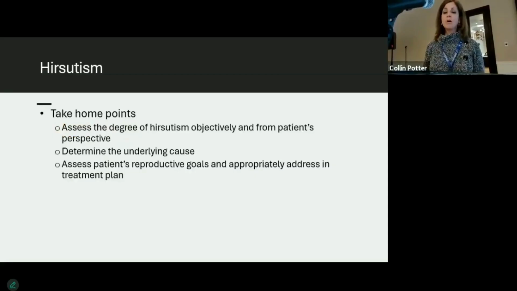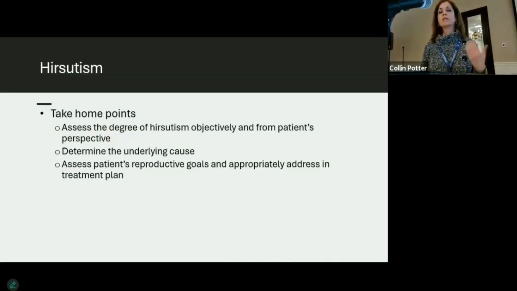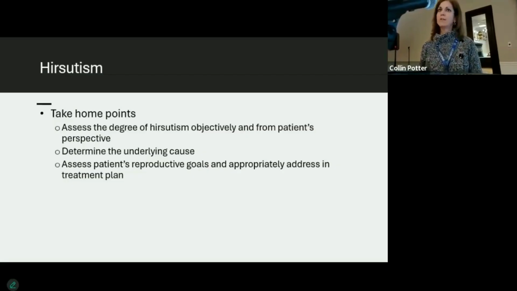So my take-home for all of you today is that we have to assess the hirsutism from our perspective as clinicians. We have to be willing to listen and hear about the hirsutism from the patient's perspective. It is our job to determine the underlying cause and then work with the patient based on what the patient's goals are and appropriately address their treatment plan. And that's all I have.